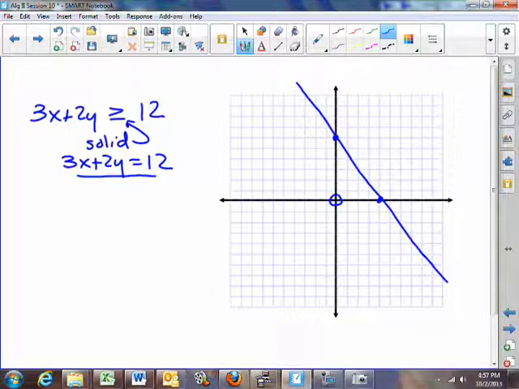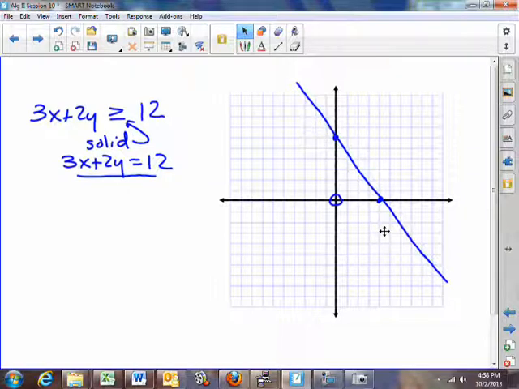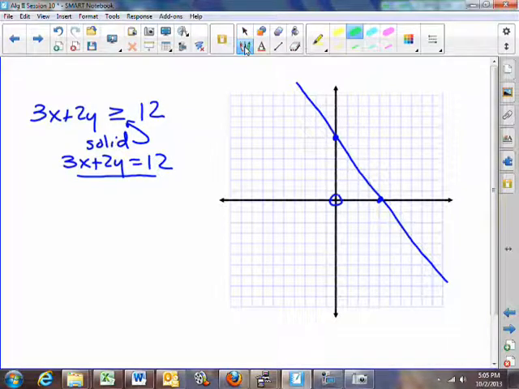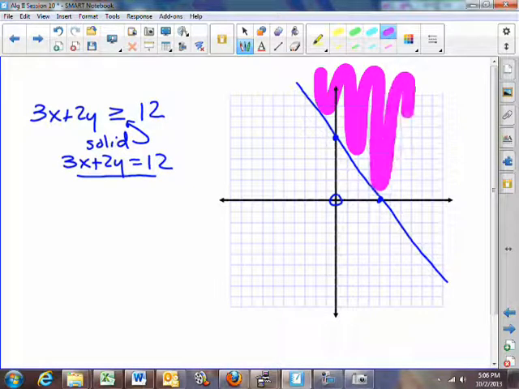Now, if we put 0 in for x and 0 in for y, we get 3 times 0 plus 2 times 0, which is 0, is greater than or equal to 12. Now, that's not true. So we will shade the other side of the line. Since 0 is not greater than or equal to 12, we do not want the side that contains the origin. We want the other side. So we would shade this region up here.